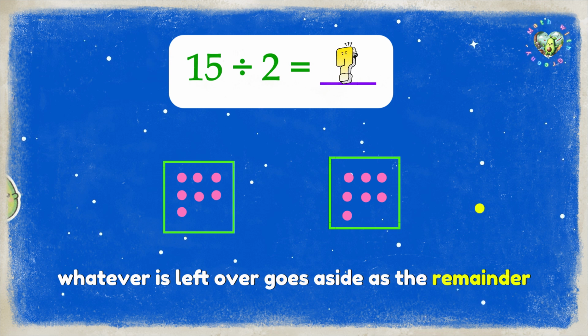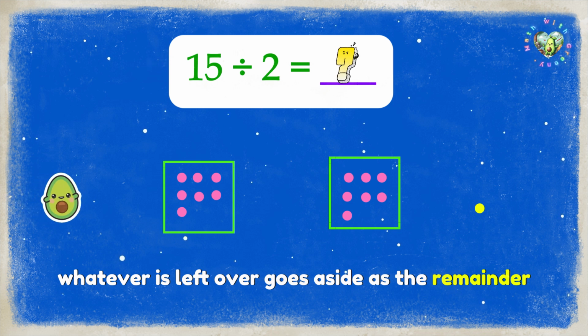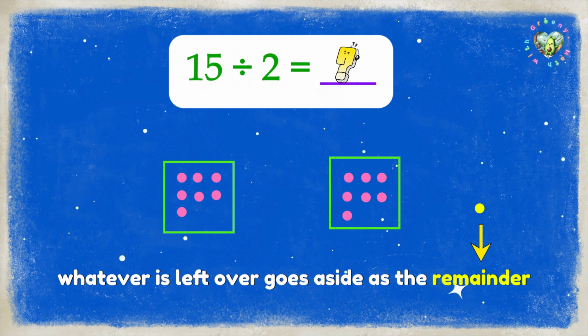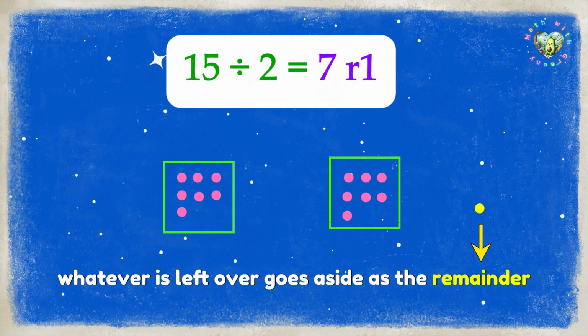Oh, I get it now. So we stop when each square has 7 dots, and the one dot left over is the remainder. Is that right? Exactly. So the division sentence is 15 divided by 2 equals 7 remainder 1.